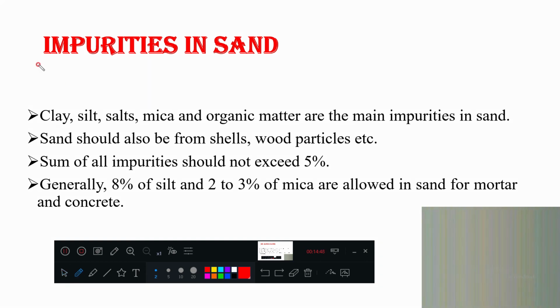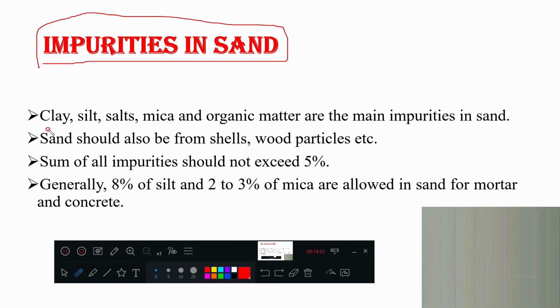Here in this part we can see impurities in sand. What are the impurities generally we come across? Maybe clay, silt, salts, mica, organic matter. These are the main impurities. Apart from that, if you are using sea sand, you are going to get shells, no? Shells are also one type of impurity. Maybe wood particles are also an impurity here.